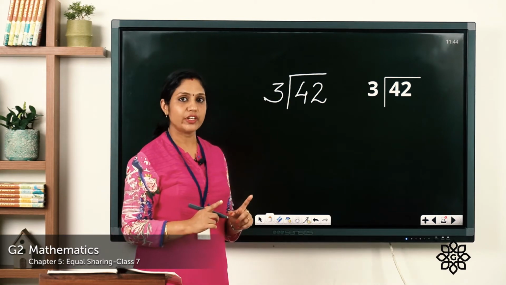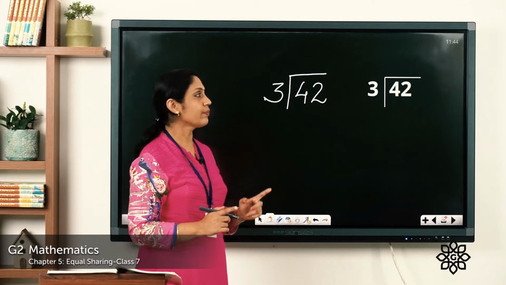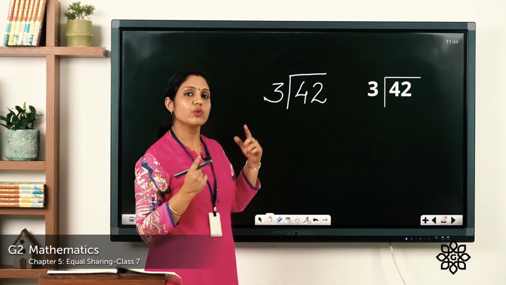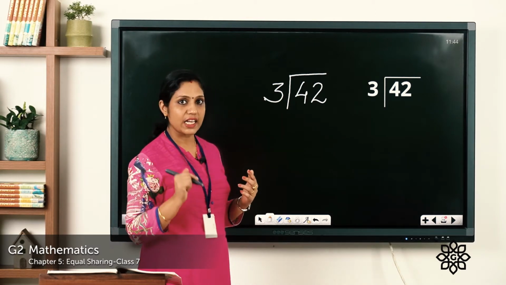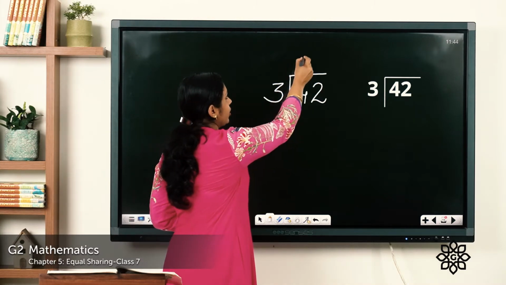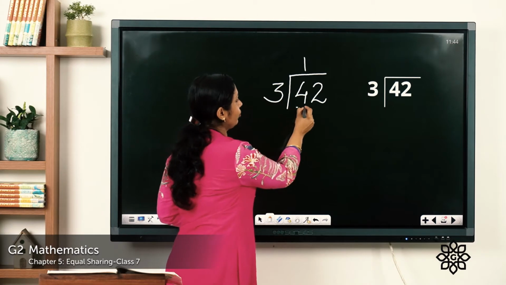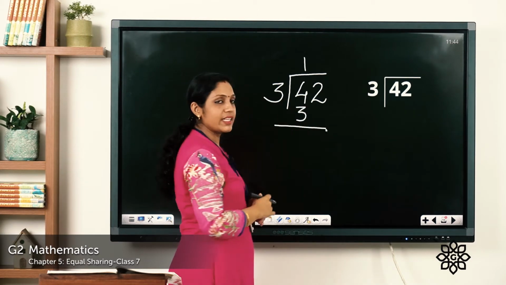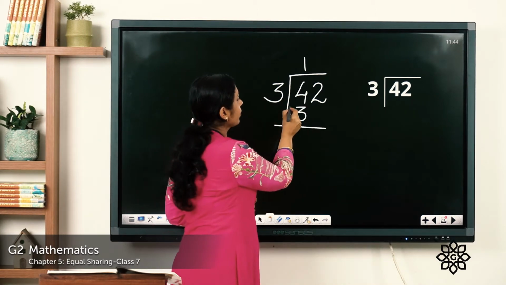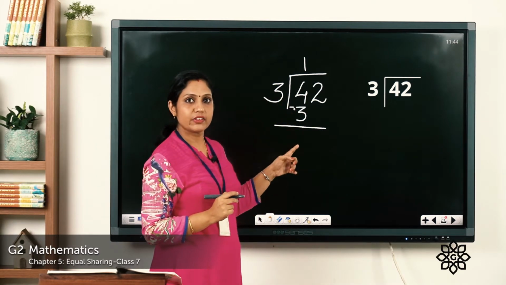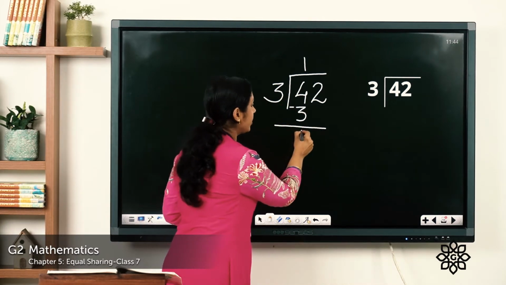So 3 ones are 3, 3 twos are 6. So 6 is greater than 4. So which number do we have to take? 3 ones are 3. So write the 1 on top and the 3 right under 4. And next we have to subtract. So 4 minus 3 is 1. Write it under it.